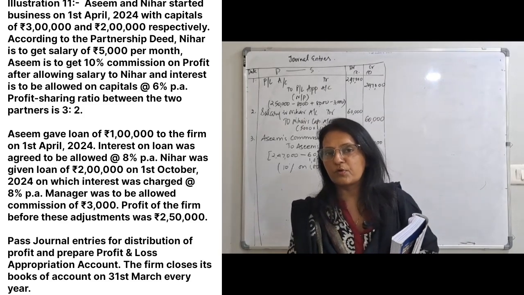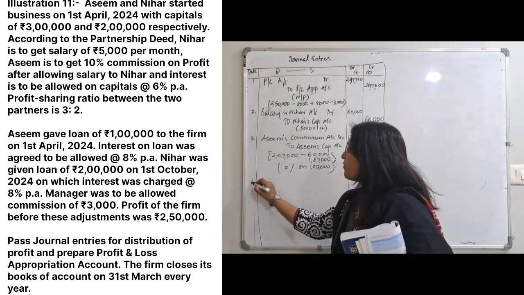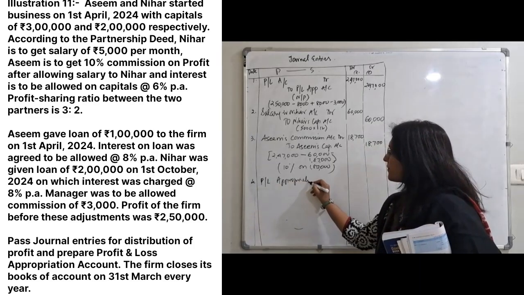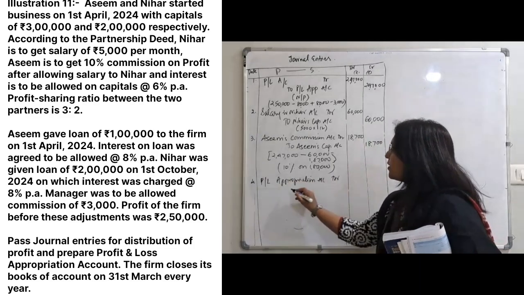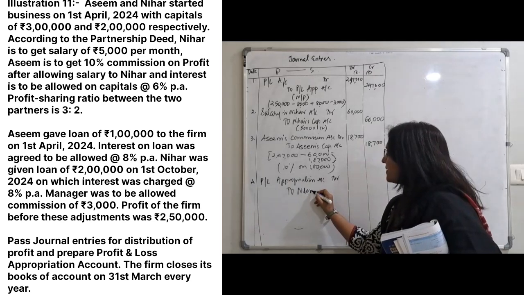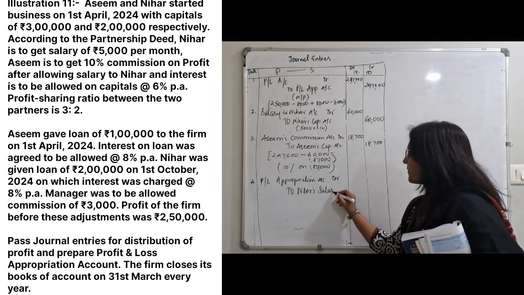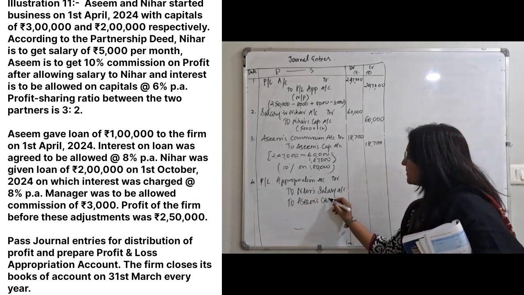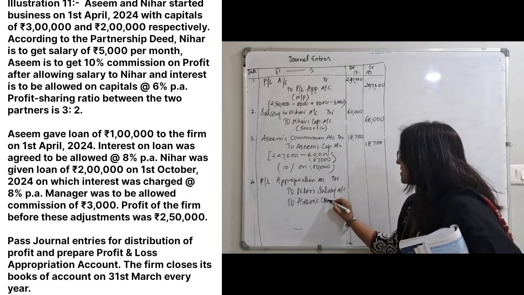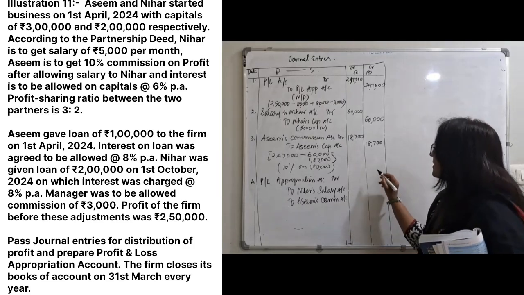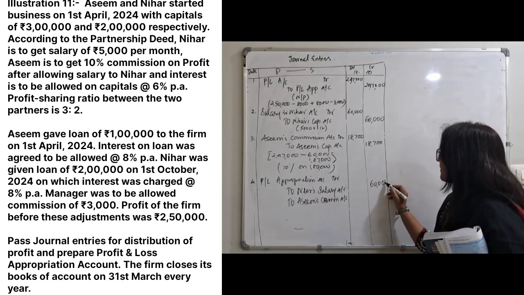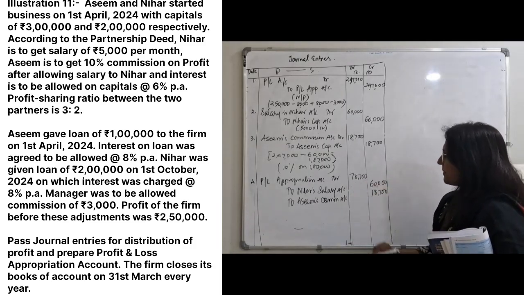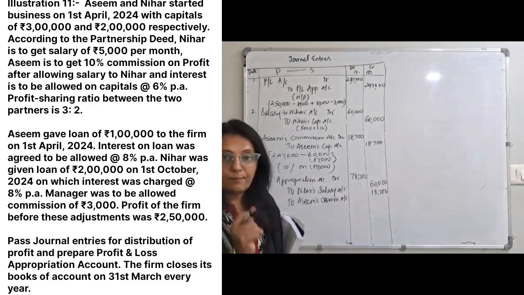Now this will be transferred to profit and loss appropriation account. So fourth one will be profit and loss appropriation account debit to Nihar's salary, to Asim's commission. Asim's commission account. This is 60,000, 18,700. Total is 78,700.